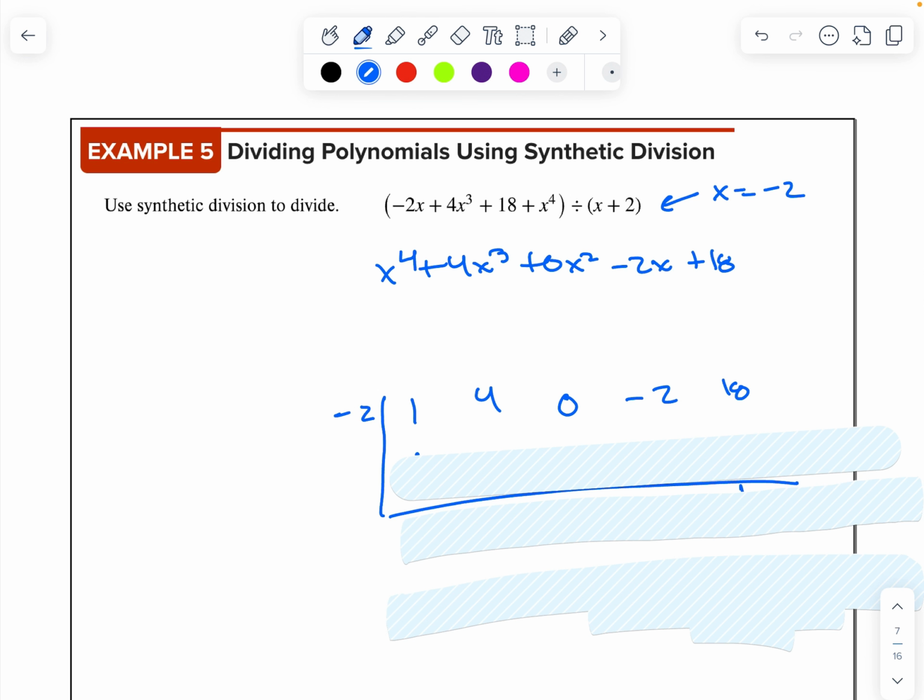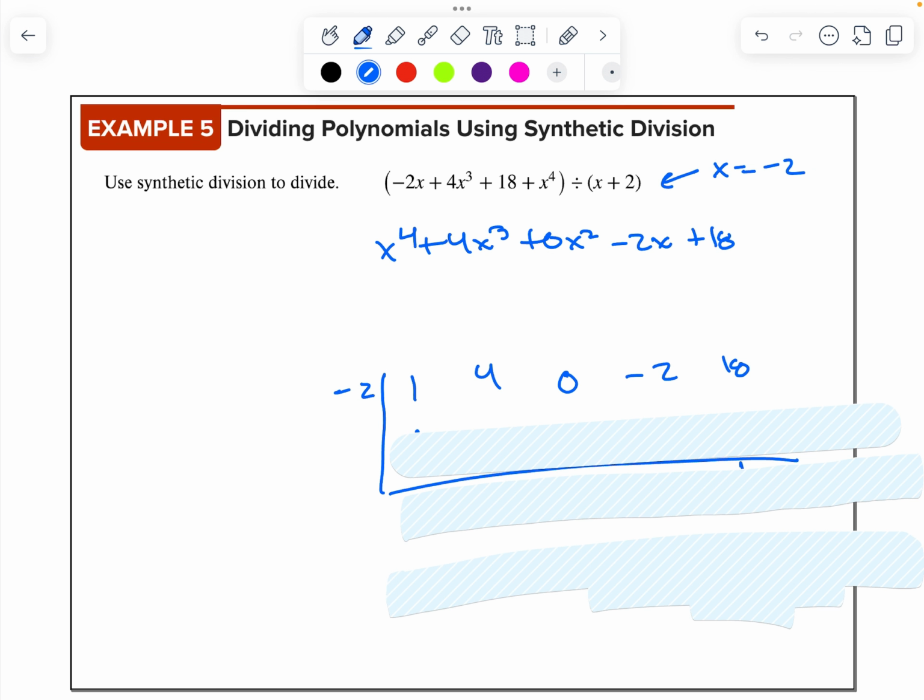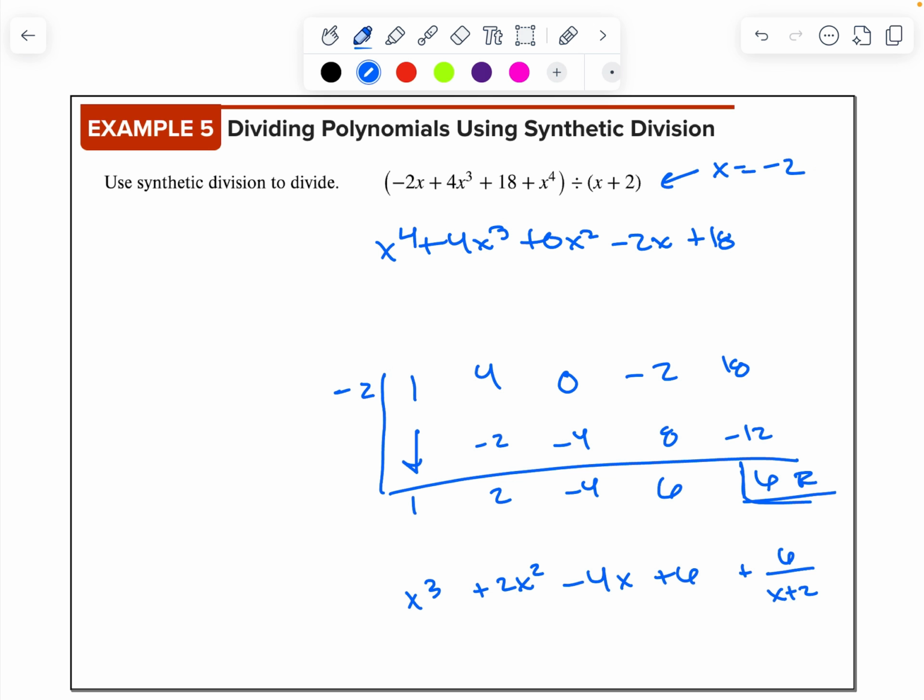Here's another one. I've already written it for you in descending order. You should take a second and see if you can work this out. And this is what your solution should look like when you write it as quotient plus remainder over divisor.